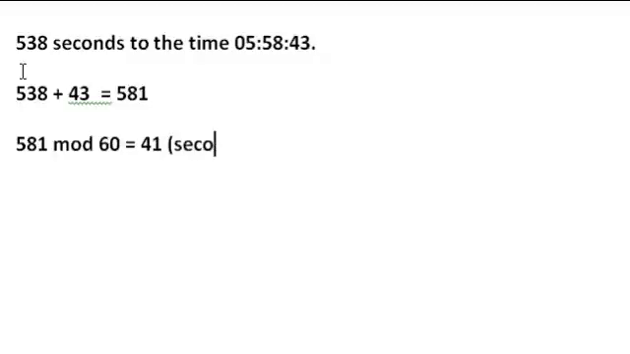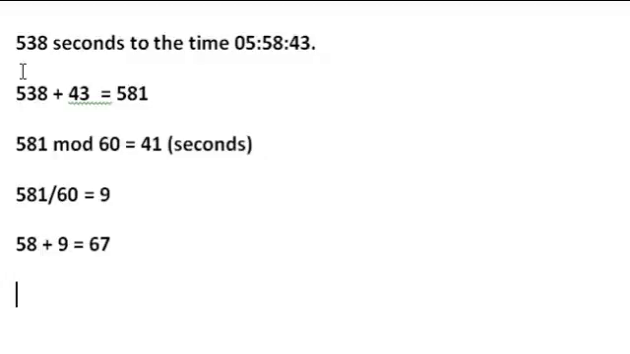So let me just note here that it is the seconds value. The quotient of 581 when divided by 60 is 9. So that should be added to the minutes. So minutes would be 58 plus 9, and that would be equal to 67.